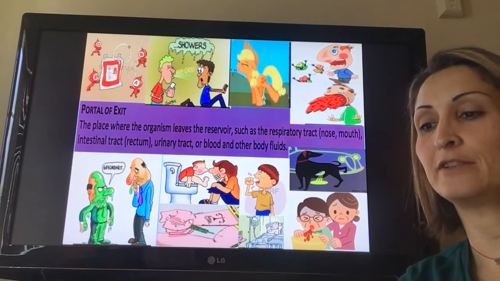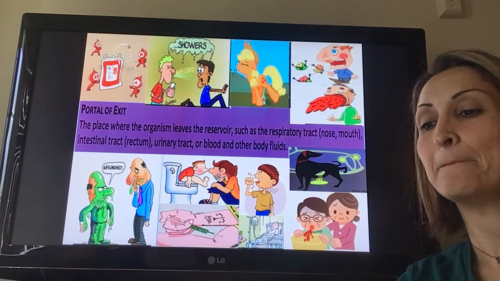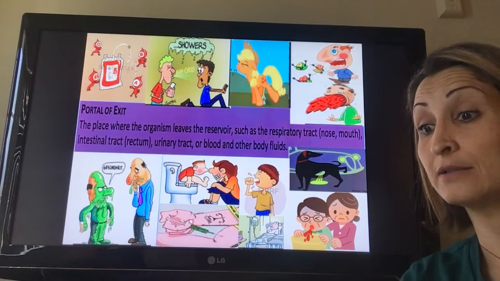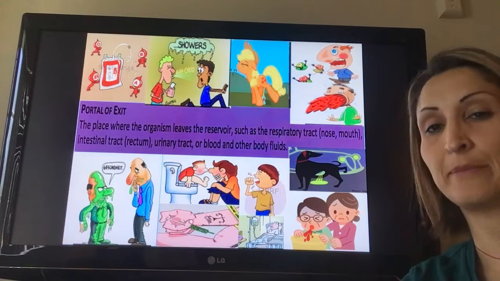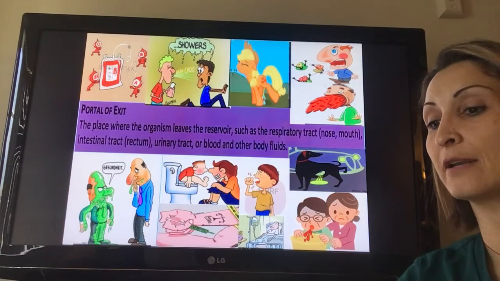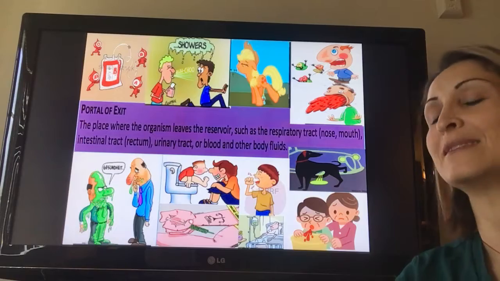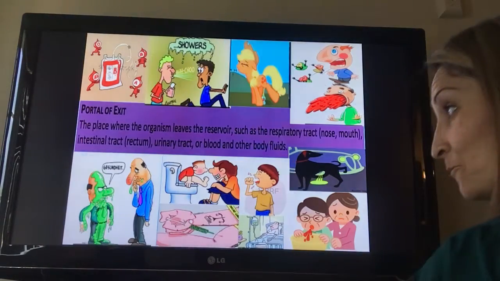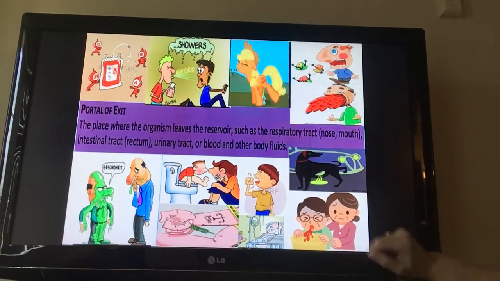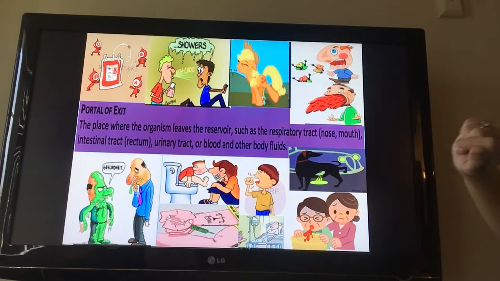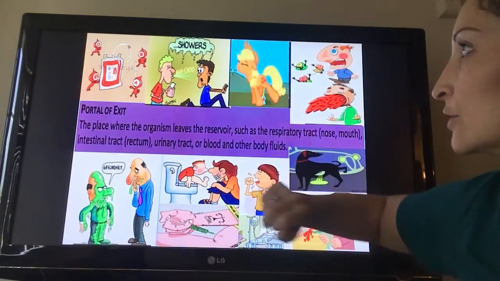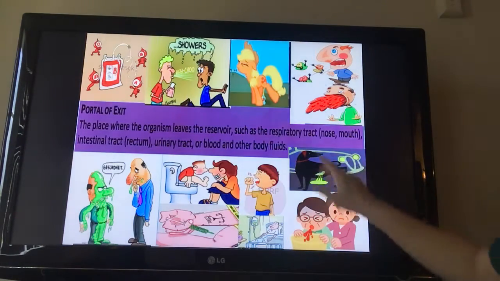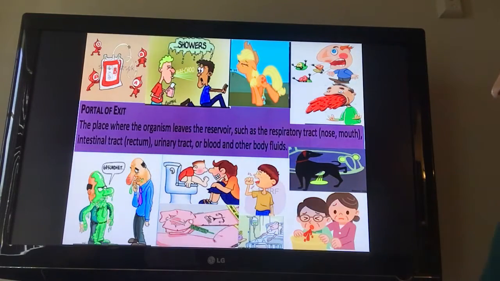Rubella, syphilis, toxoplasmosis, while others exit through cuts or needles in the skin, like hepatitis B, or blood-sucking arthropods, which is the malaria. So here we have several examples of pathogens leaving the organism, right here too, in the blood, in the urine, in poop, by the skin.